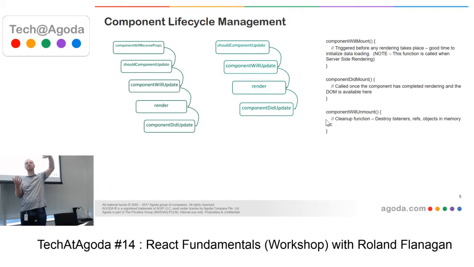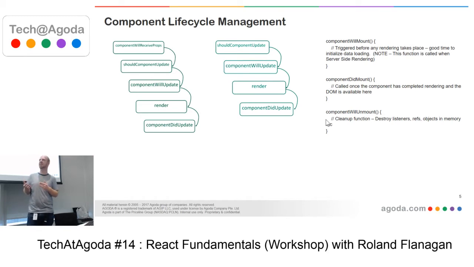Now, if we're passing this through as a property, this component will receive props. We'll have a look at the previous properties and the current properties being passed and do an analysis to work out if anything's actually changing. And this lifecycle is really important because everything cascades down.